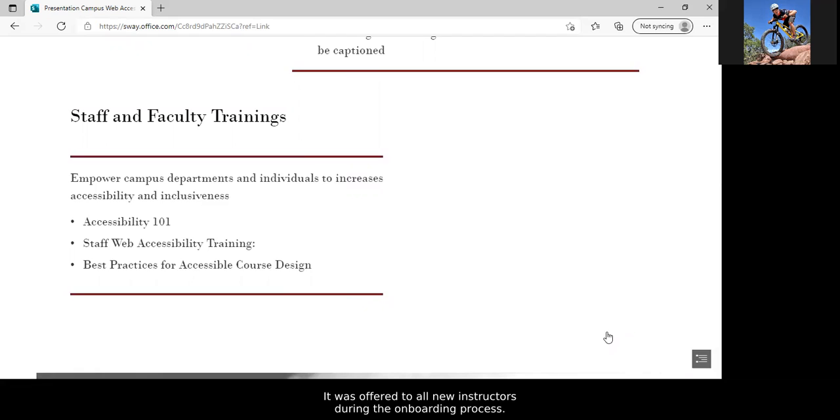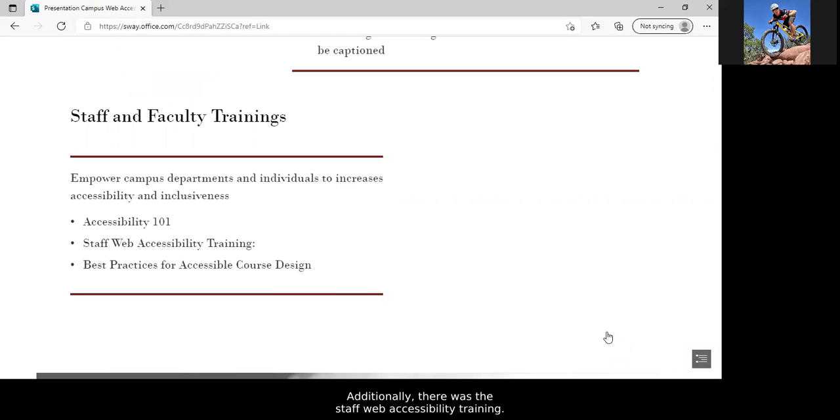It was offered to all new instructors during the onboarding process. Instructors were also offered 4 hours of professional development reimbursement pay for completion. The completion also was a benchmark for tiered pay increase, so there was some incentive for instructors to complete it.